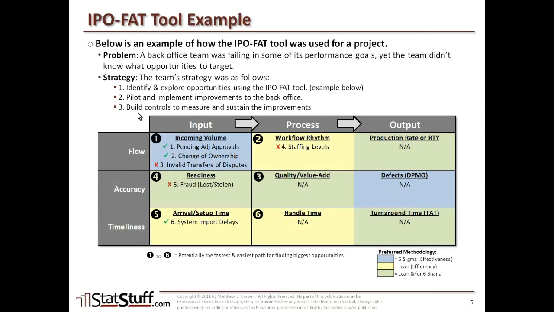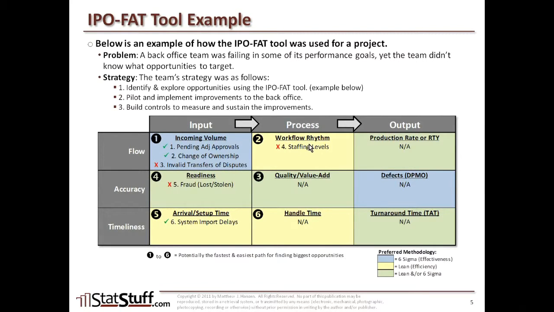So an example of what it might look like for the IPO FAT tool in this particular situation might look like this. By talking with the team, they might identify, well, from the incoming volume perspective, here are these different types of transactions where we might find an opportunity. We might have talked through, hey, there are 3 different ones they identified. Pending adjustment approvals or some change of ownership for the customer transactions, or invalid transfers of disputes, or these are just different examples of things they might have come up with.